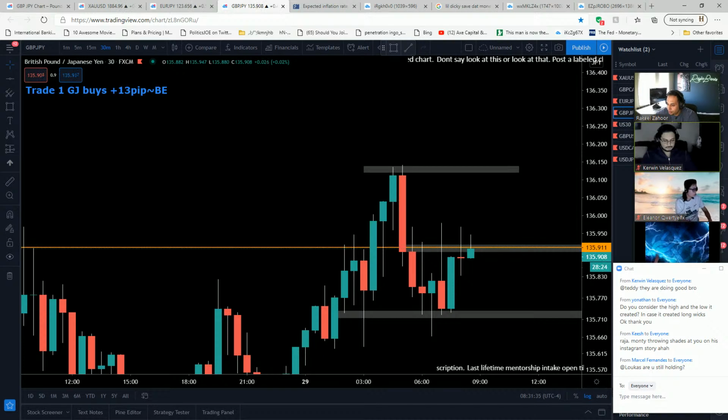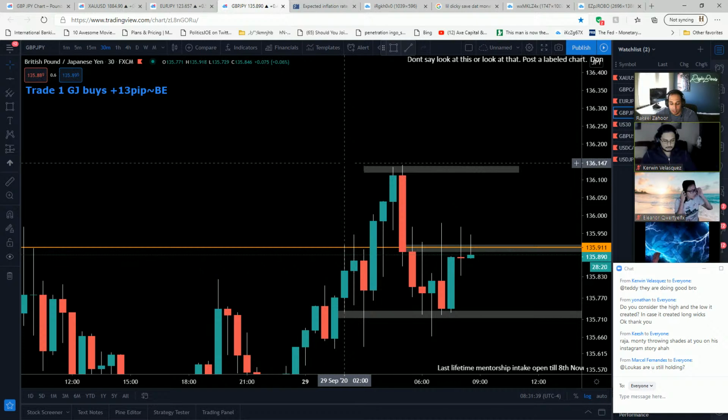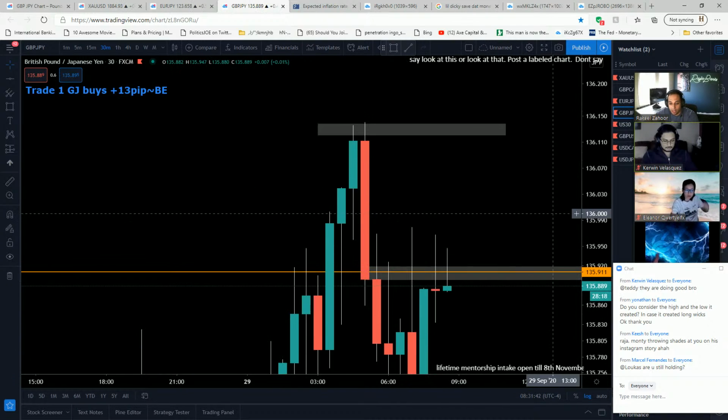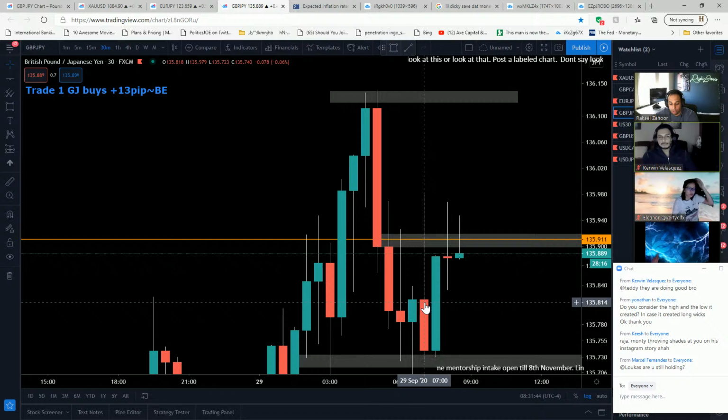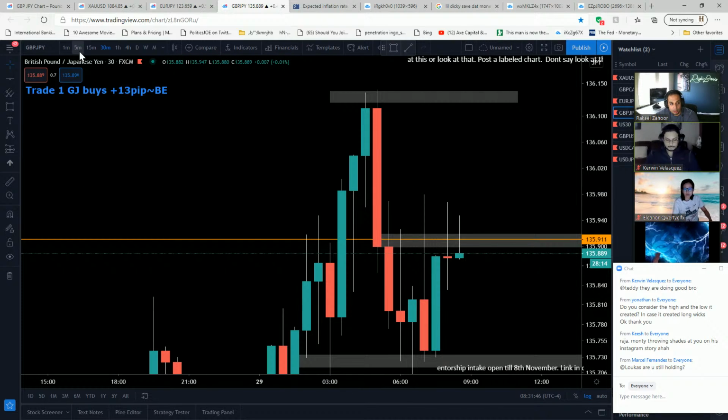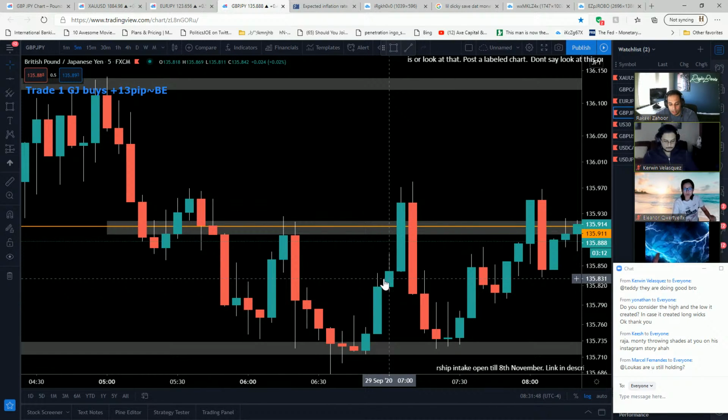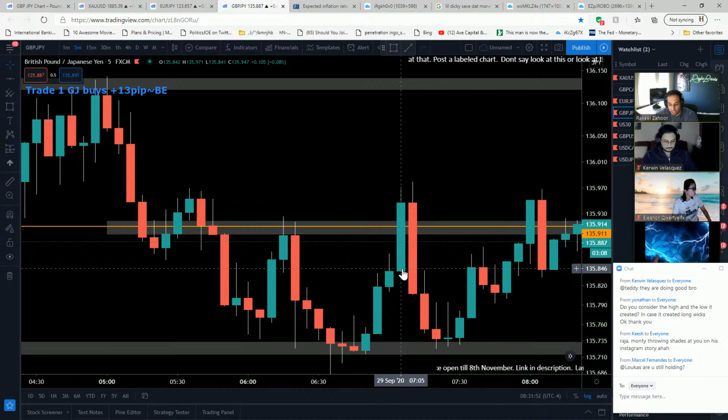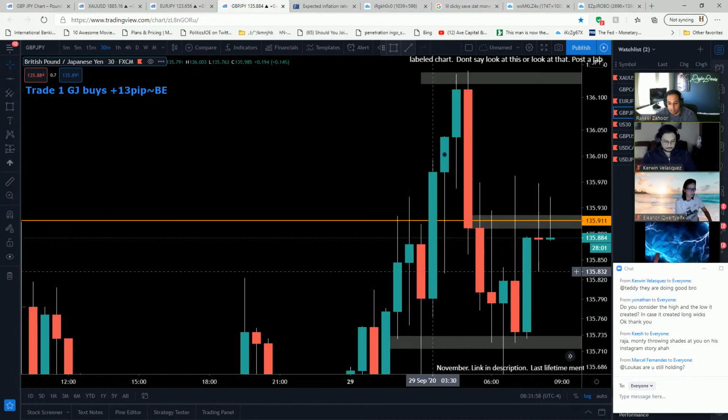Let's see here. The market's very different from yesterday. So the only trade I had was this buy earlier in the morning around 7 a.m. How long was this trade? This trade was about, I'd say, 8 minutes, maybe 6 minutes.